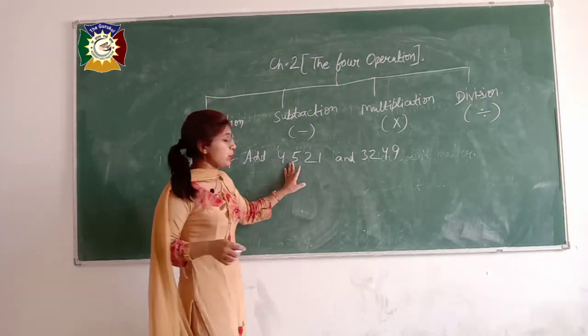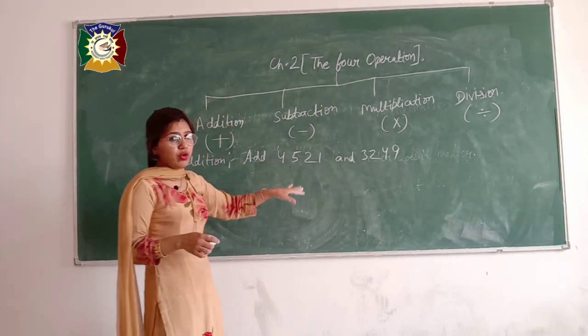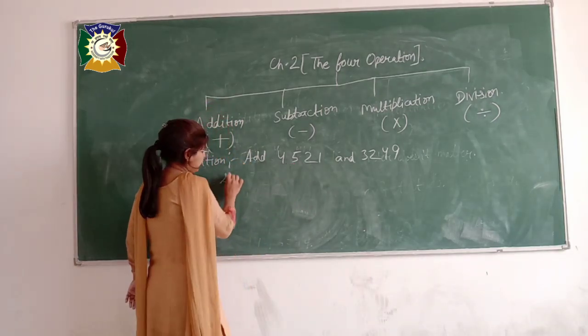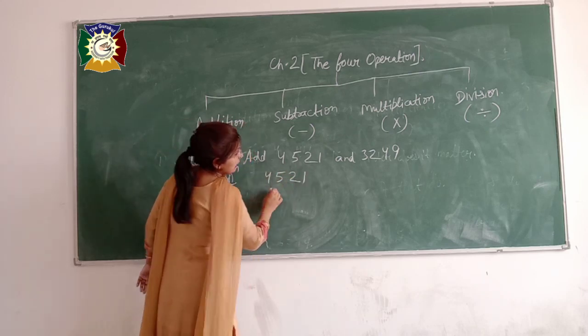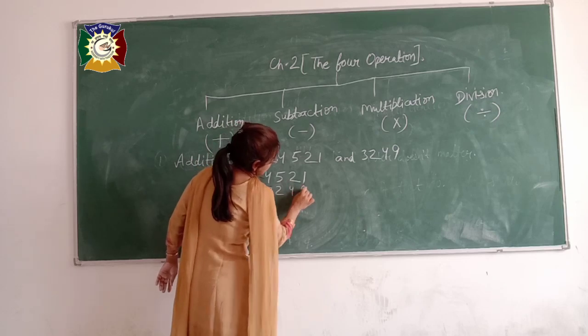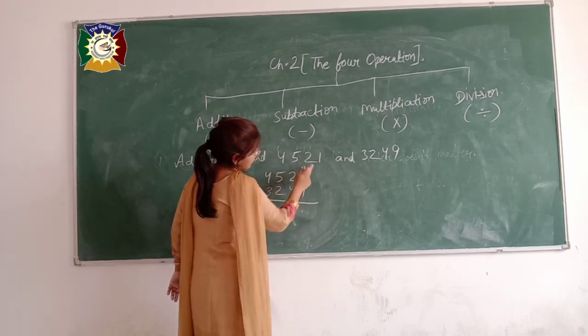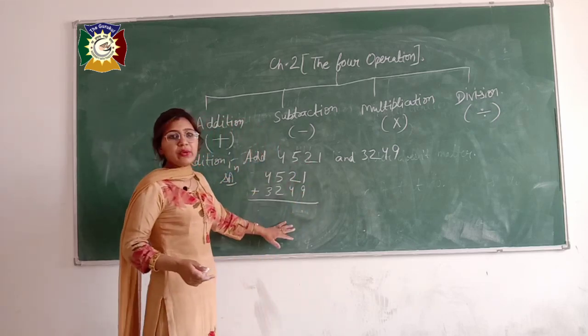First of all, you have to write these numbers in the form of a column. That is, the solution is here: 4, 5, 2, 1 and 3, 2, 4, 9 are written here in column form, and now you have to add them.